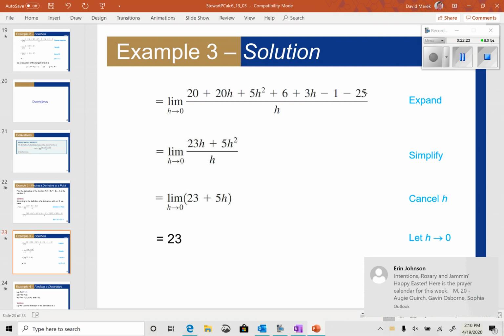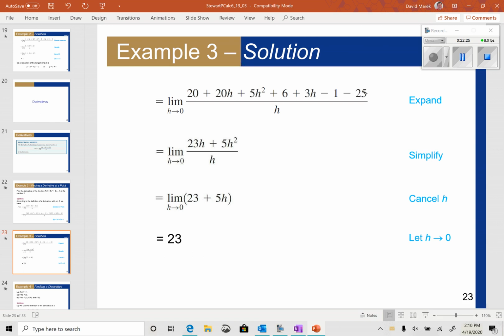And as expected, h is a common factor. Factor, simplify, reduce. So this becomes the limit as h approaches 0 of 23 plus 5h. If we substitute 0 in place of h, this simply becomes 23. So there's our answer. Okay, again, they asked you to find the derivative of the function at the number 2, and your answer is 23. Find the derivative of this function at this point, at this value. Your answer should be a single number.